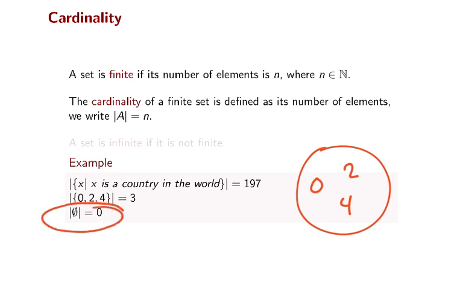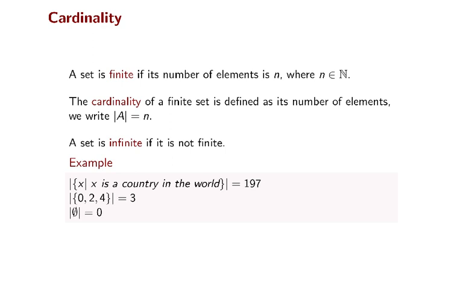And finally, this special case, the empty set. The empty set has no element, so the cardinality is 0. The number of elements that it has is 0. And if the set is not finite, we will say that it is infinite. For instance, the set of the natural numbers is infinite.